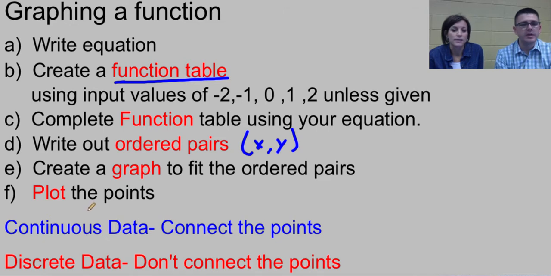And then here's where the continuous or discrete comes in. If it's continuous data, meaning numbers could exist in between our points, we're going to go ahead and connect those points with a line. If it's discrete, we're not going to connect those points. We're just going to plot them and then leave them the way they are.